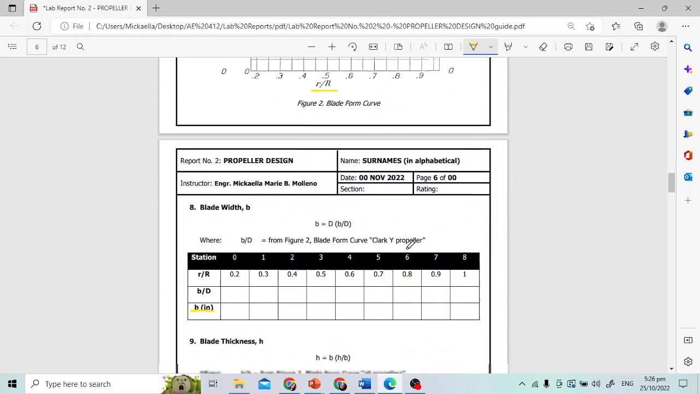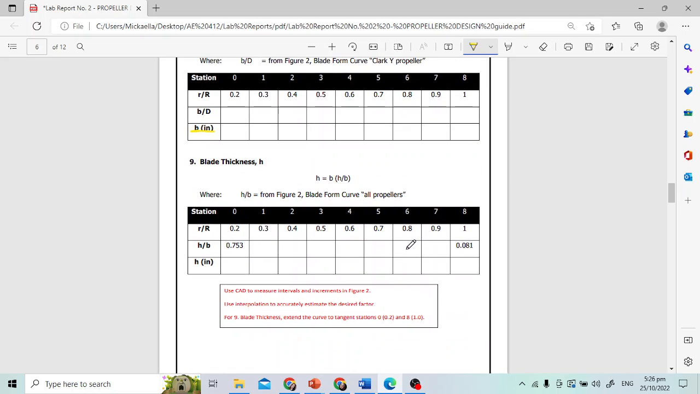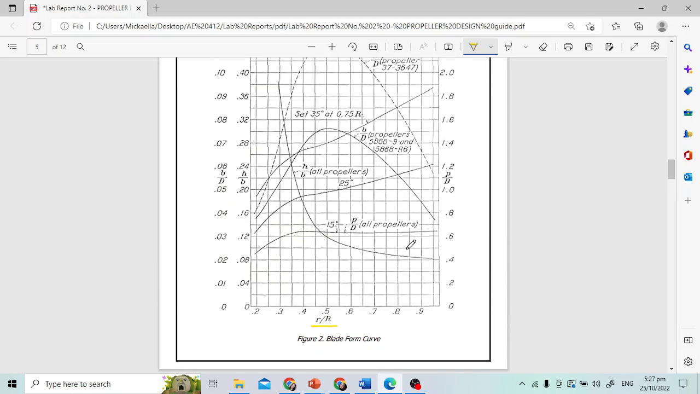So, using the same graph, we are concerned to finding naman for our 9th part, our blade thickness, which is H. So, we have the formula right there, where H over B is from figure 2. You would be getting the values from figure 2, blade form curve, all propellers. So, use blade form curve. Again, balik tayo dito. Using yung ating r over R. Ayan. Project it up. Then when it hits the curve for H over B, which is for the all propellers, hanapin yun. Okay, ito.